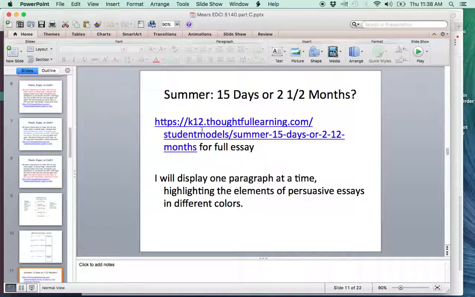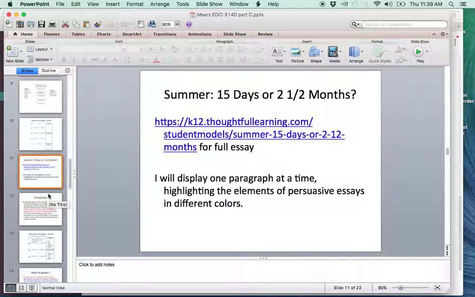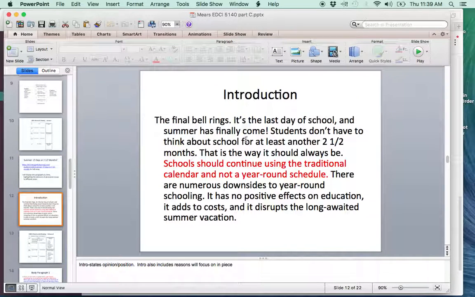The persuasive essay we're going to read now is Summer, 15 Days or 2.5 Months, and I'm going to show you 1 paragraph at a time to make it easier. I'm going to read the introduction.